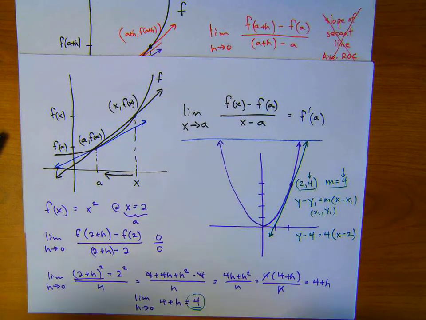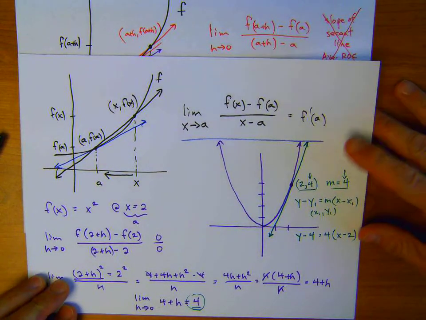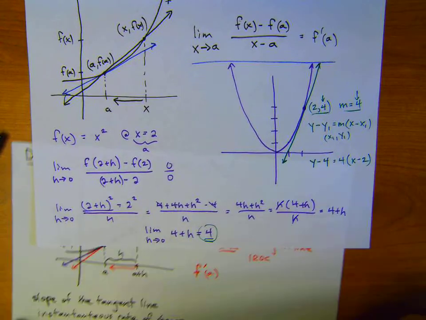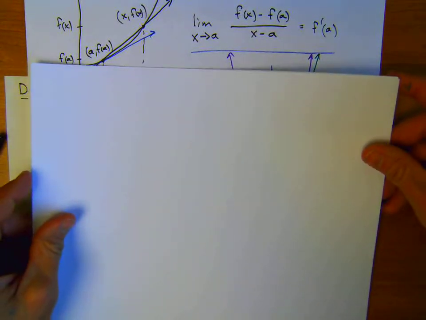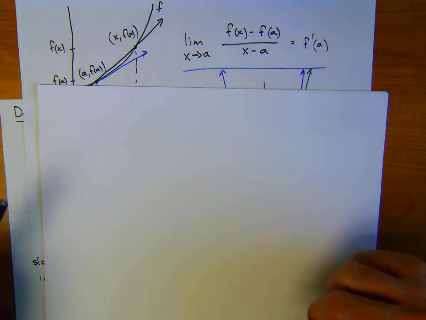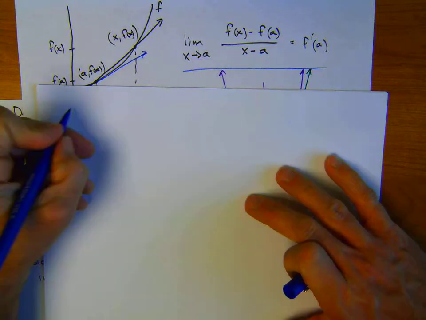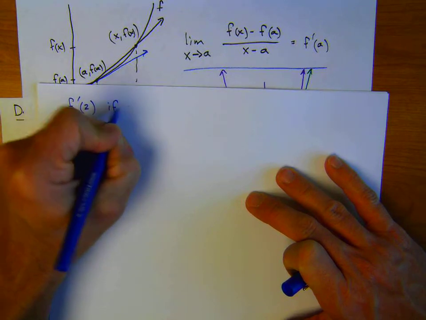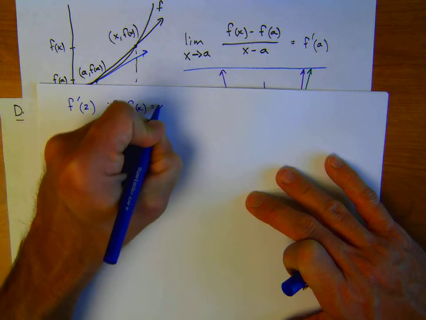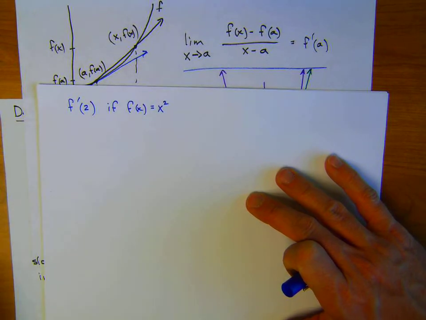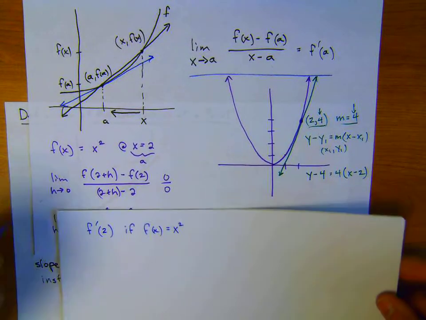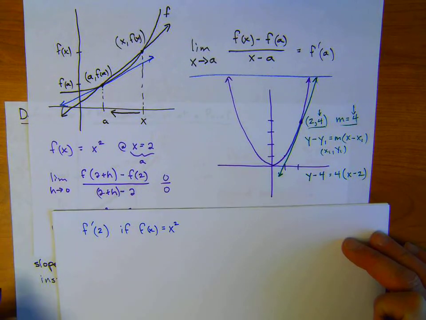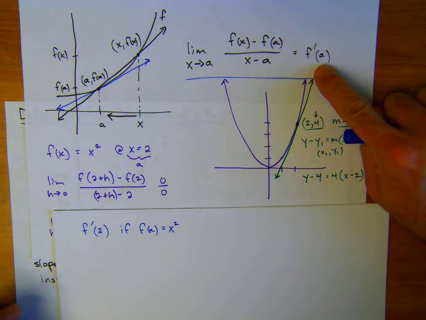Okay, so I promised you I would show you both ways to do this. So let's use this formula now and go through the calculation one more time. Let's just remember what we're doing. We want to find f prime of 2 if f of x equals x squared. Notationally, that's the same thing as f prime of 2, because this is f prime of a, and our a is 2.